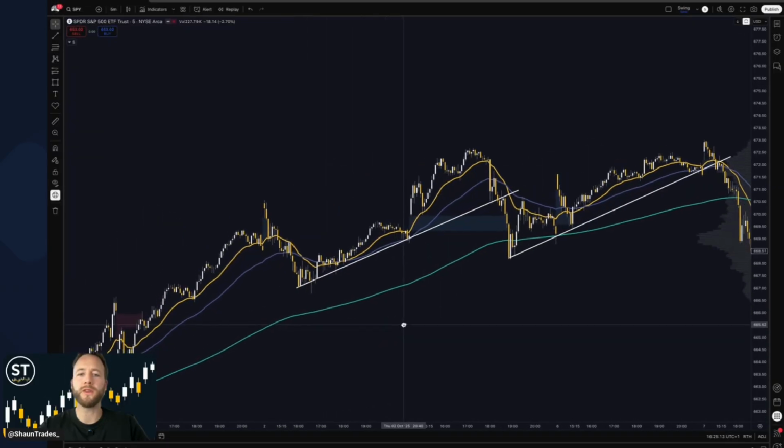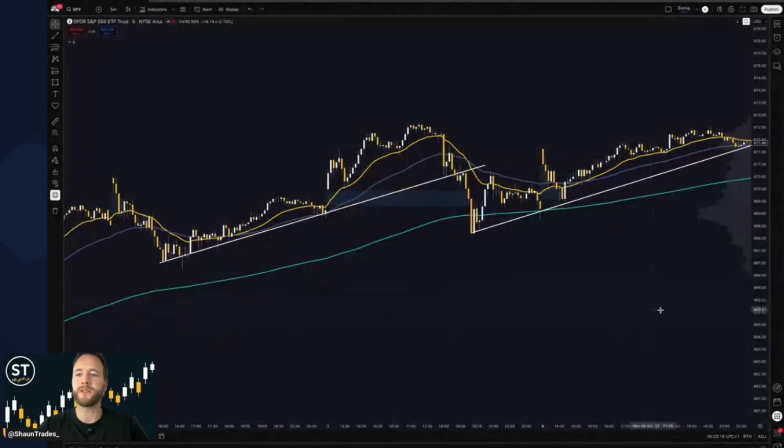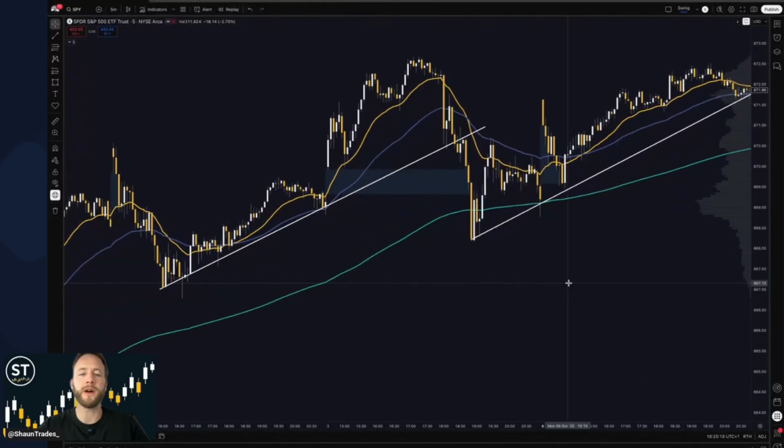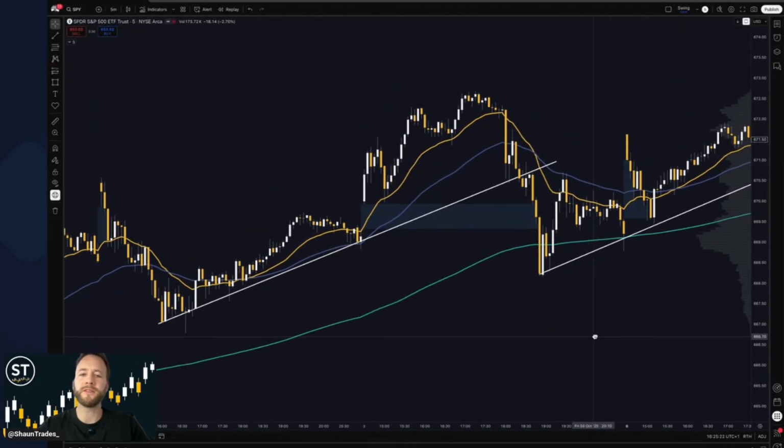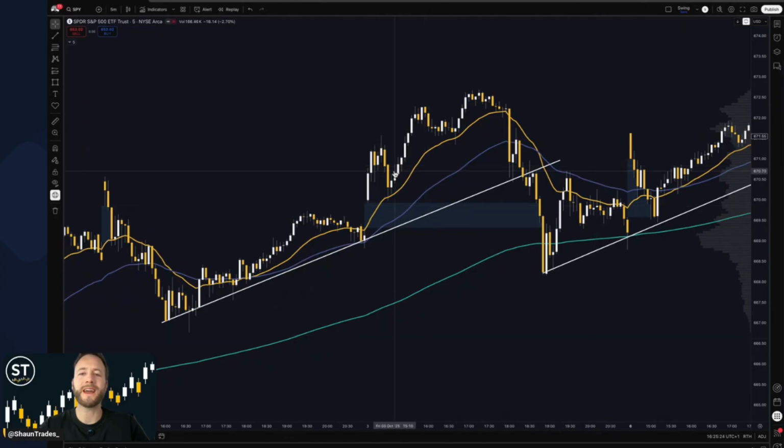I've got a few on this chart. This chart is literally just the SPY chart on the 5-minute time frame. These do transfer into different time frames as well, so every single one of these candles is 5 minutes, but if you're on the 15-minute or the 30-minute, it doesn't really matter. These trend lines generally do play out over the different time frames.